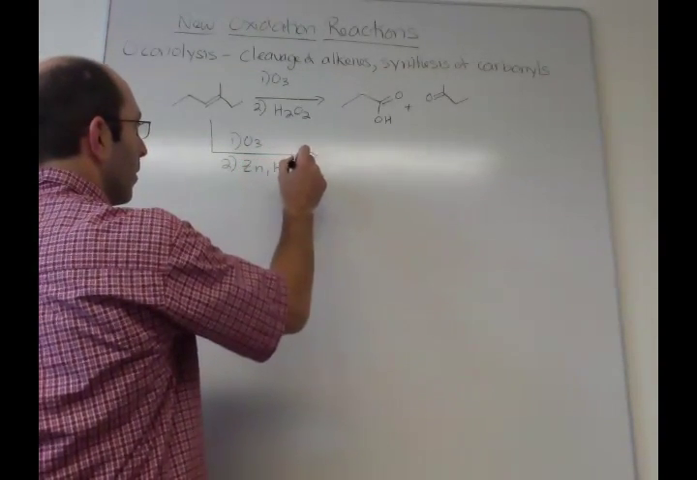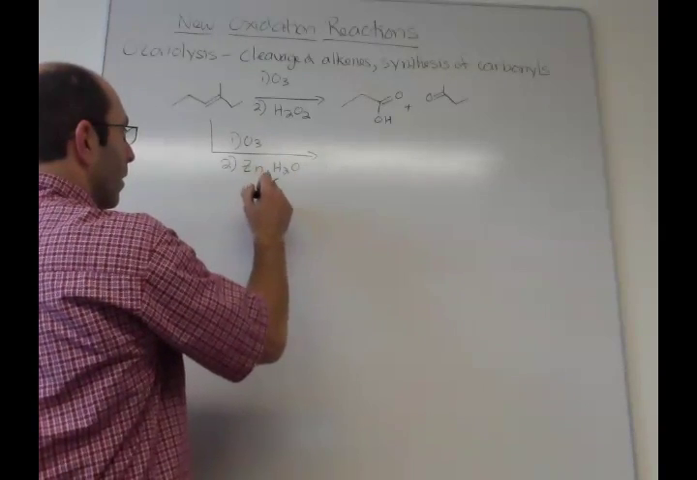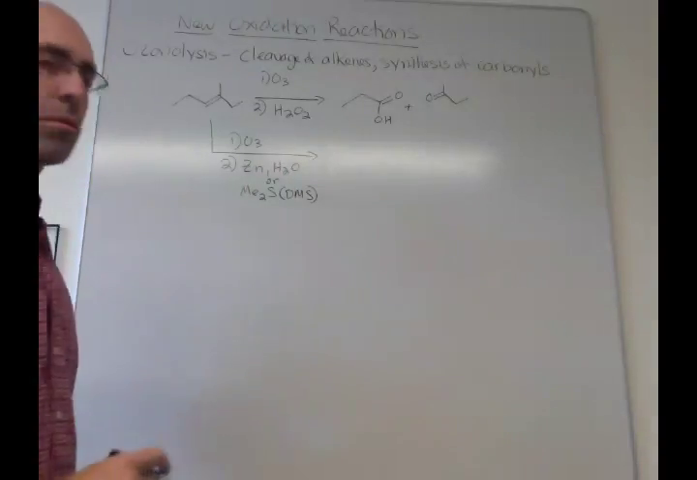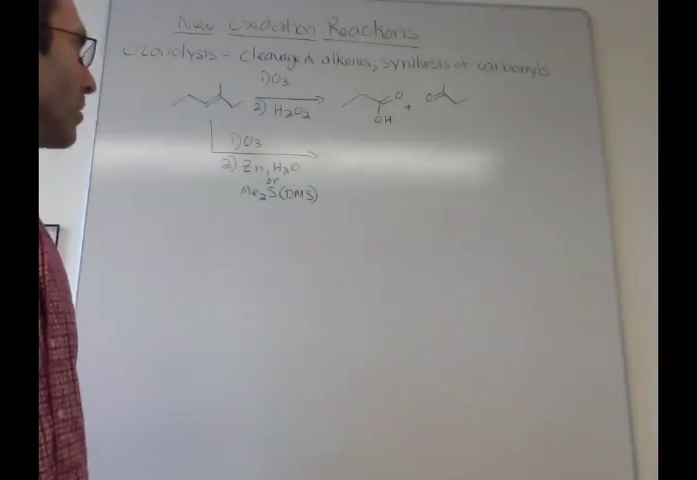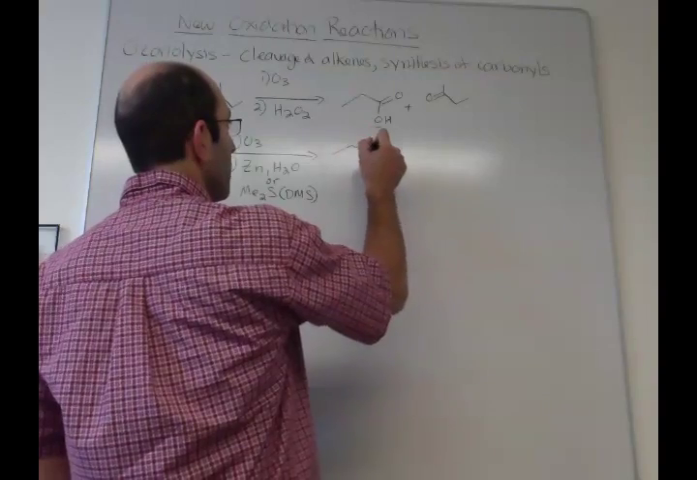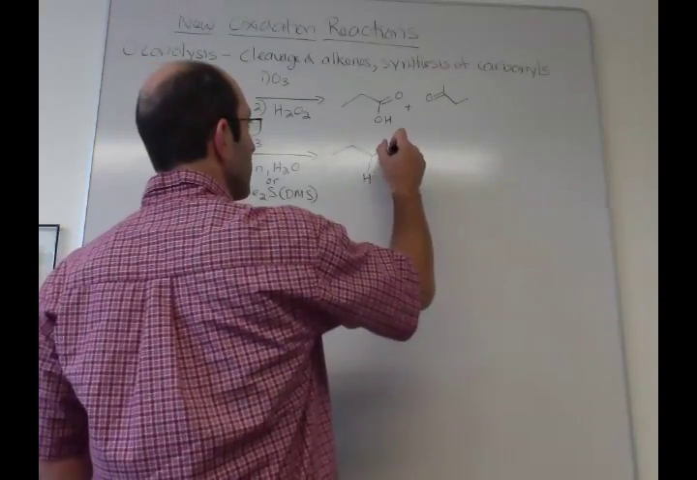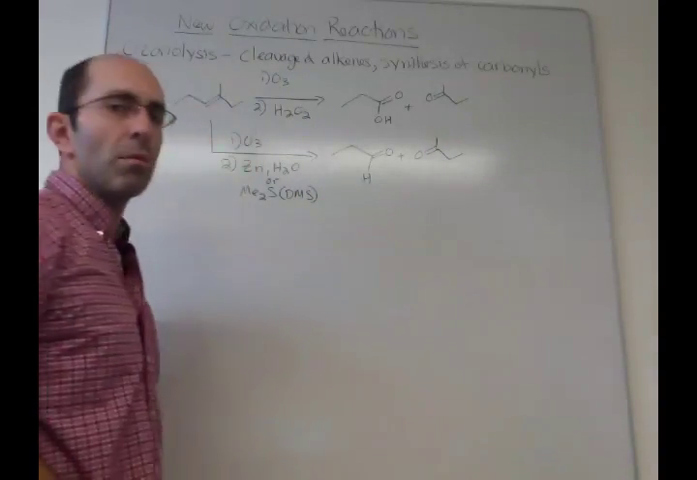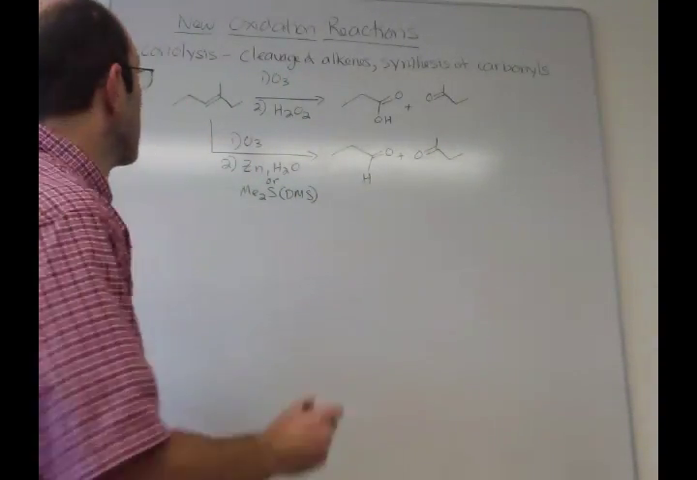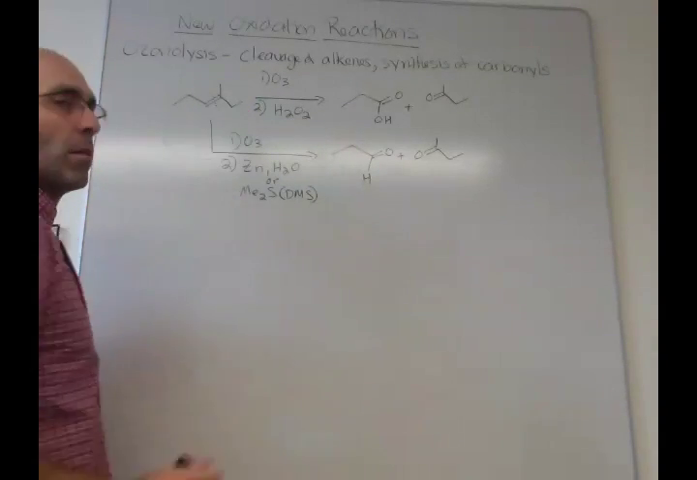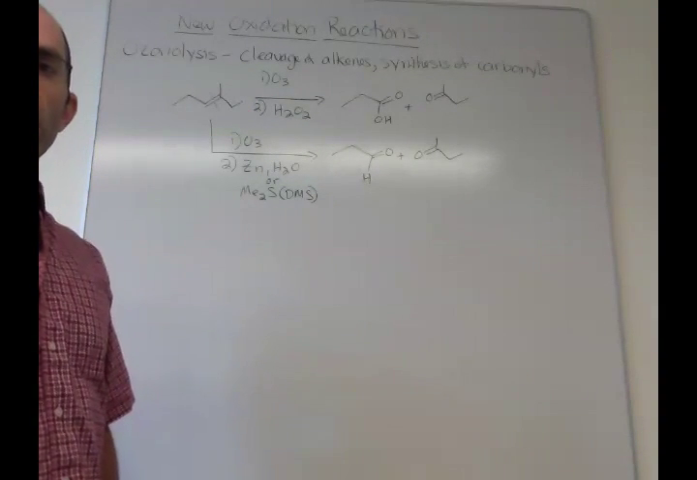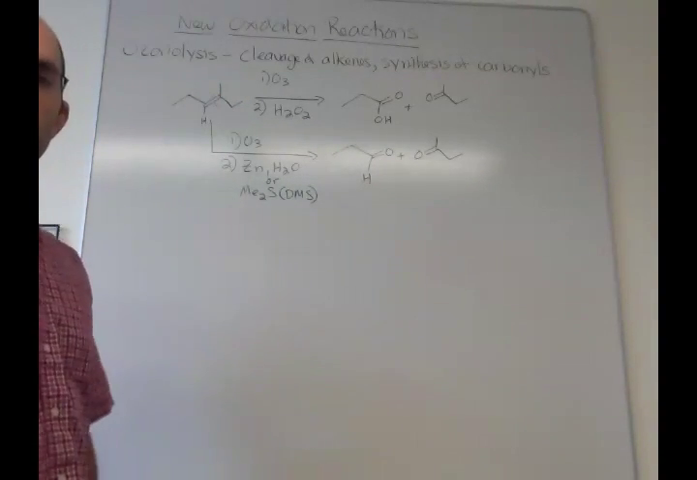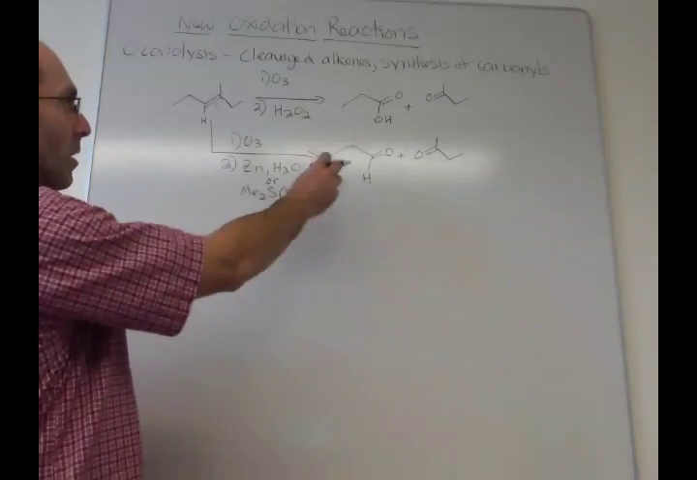If we do the other conditions, in which the second step is changed, and we use zinc and water, or dimethyl sulfide, which you'll see in Klein as DMS, the abbreviation for dimethyl sulfide, these are reducing conditions. Under these conditions, instead of the carboxylic acid, we end up with an aldehyde. And we also get the same ketone product. So again, in both cases, we are cleaving the alkene pi bond. Under oxidative conditions, we get a carboxylic acid, where that H is. Under reducing conditions, that H stays the same, and we end up with an aldehyde.